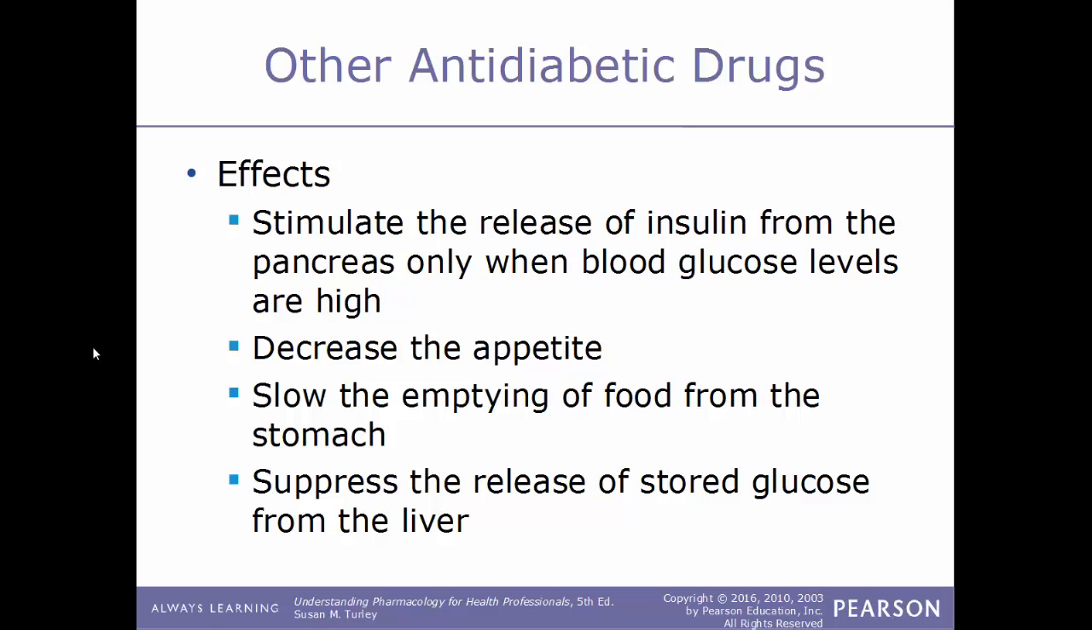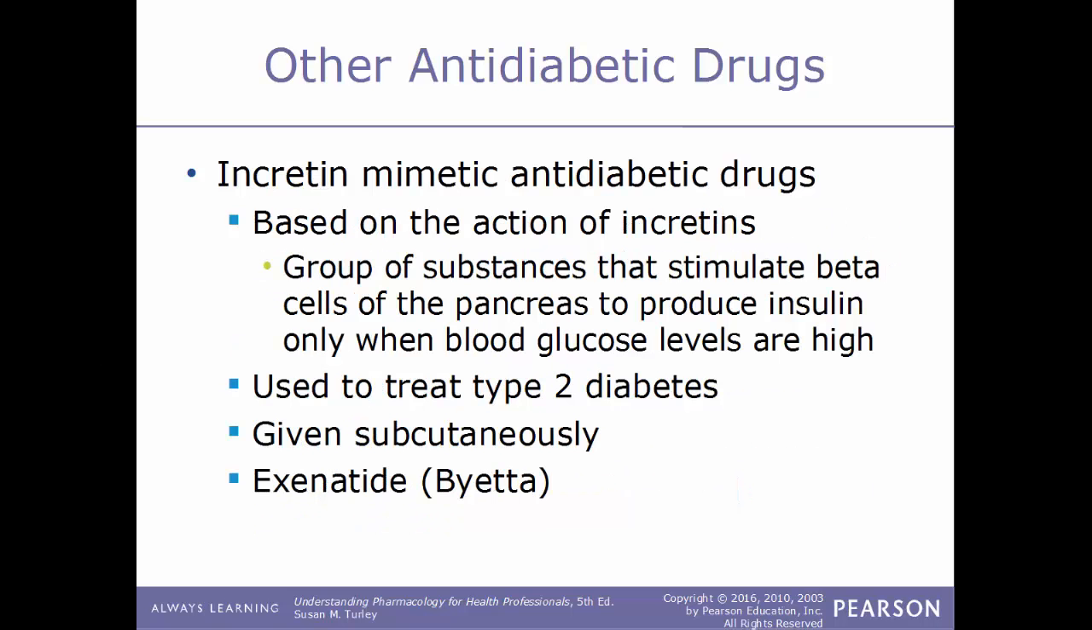Or they may act by suppressing the release of stored glucose from the liver. Another type of antidiabetic drugs, incretin mimetics, are based on the action of incretins. These are a group of substances that stimulate the beta cells of the pancreas to produce insulin, but only when the blood glucose levels are high. These are used to treat type 2 diabetes, and are given by a subcutaneous injection. An example of this kind of drug would be exenatide, sold under the trade name Byetta.